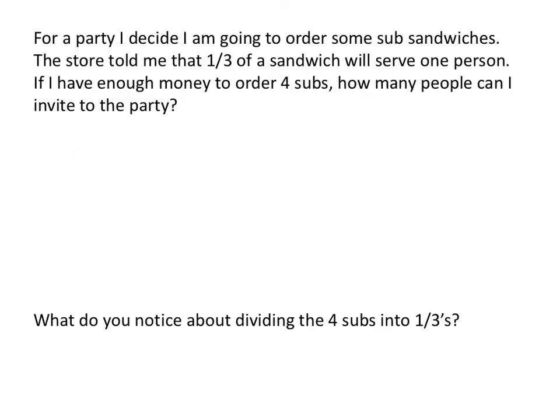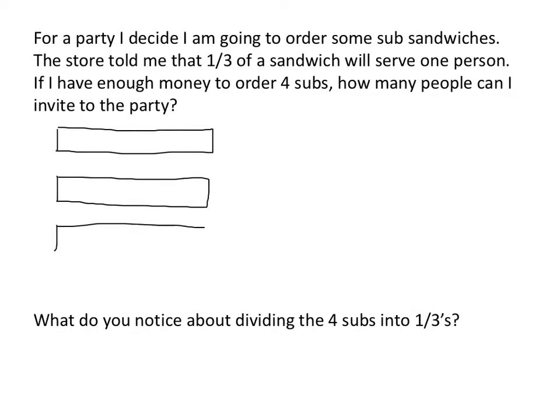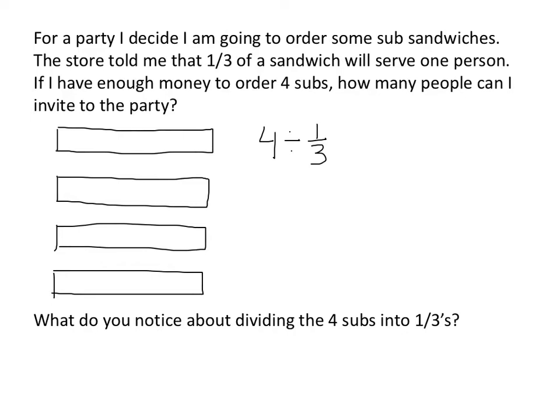For a party, I decided I'm going to order some sub sandwiches. The store told me that 1/3 of a sandwich will serve one person. If I have enough money to order 4 subs, how many people can I invite to the party? Alright, so I'm going to draw my 4 subs out. So here is 1 sub, here is 2 subs, here is 3 subs, here is 4 subs. So I'm going to divide my 4 subs into thirds to figure out how many people I can invite to the party.